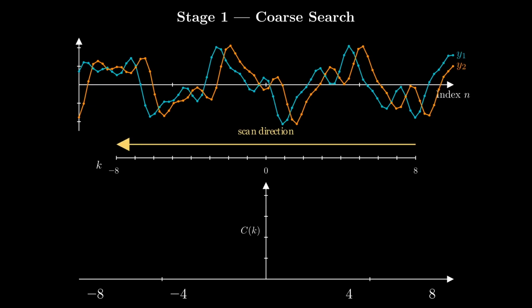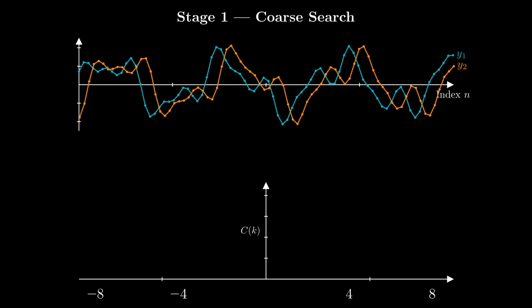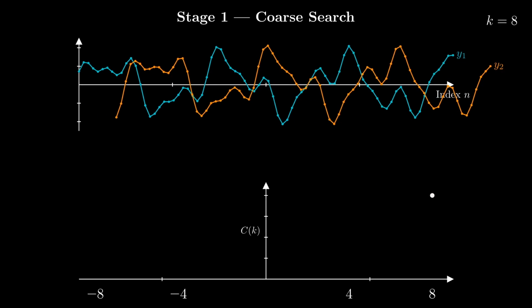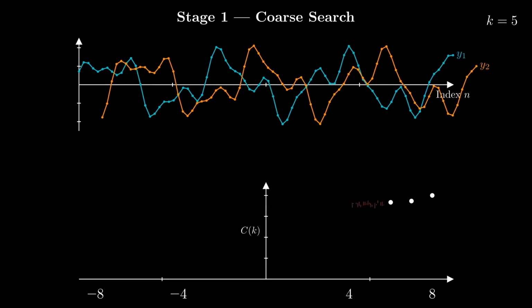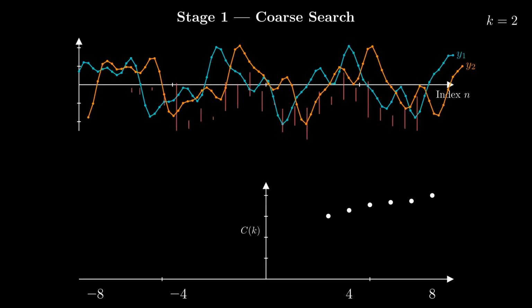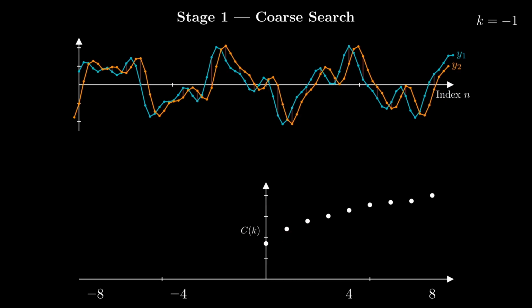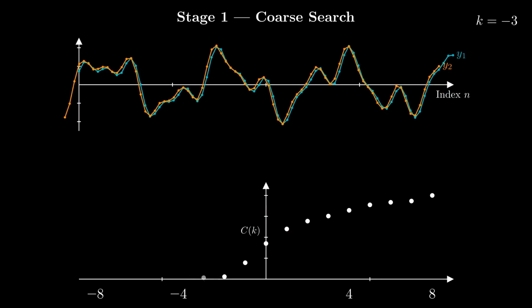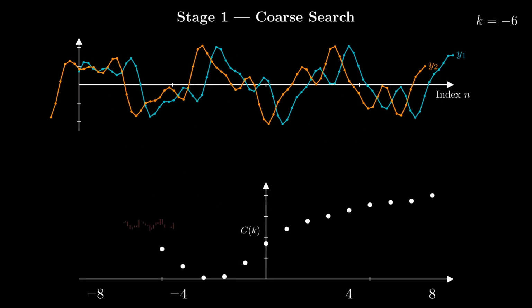At each offset k, we compare y1 at index n with y2 at index n minus k, using only the indices where both arrays have data. Let's see what this looks like on the actual signals. We evaluate the cost over a range of integer shifts, from k equals 8 down to k equals -8. We begin at the rightmost shift and scan leftward.